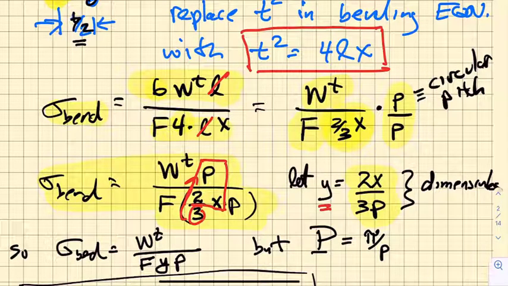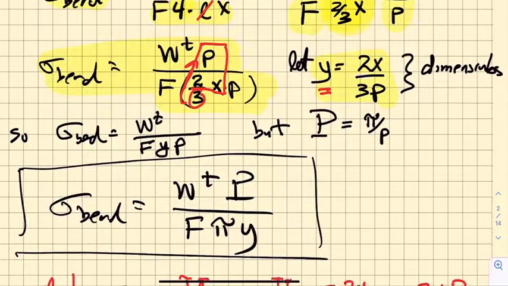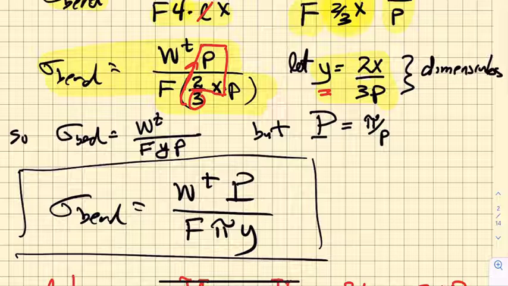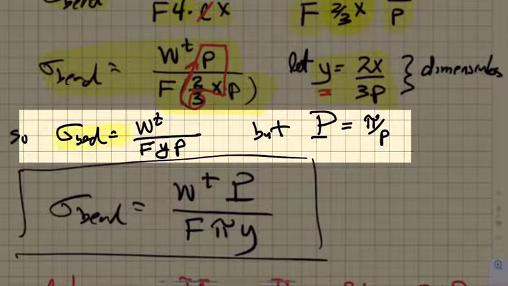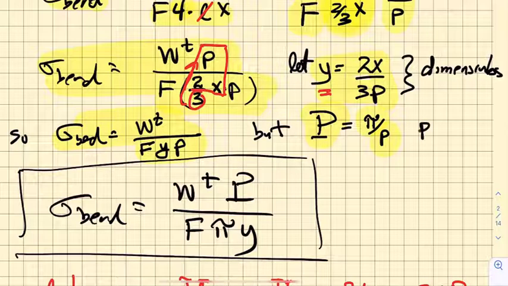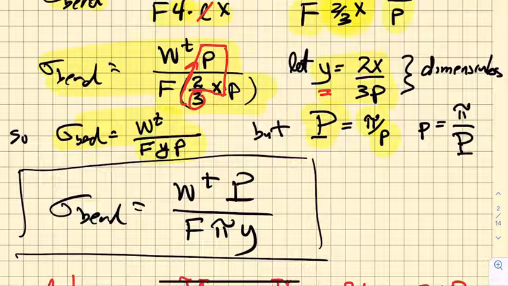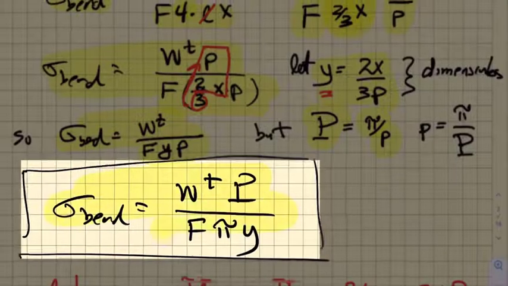And since the circular pitch is in inches per tooth and x is going to be in inches, the y is going to be a dimensionless quantity as shown here. And so we replace 2x over 3p with y, and we get this equation. And now we are going to replace the circular pitch with the diametral pitch and pi. So we're going to use that the circular pitch is equal to pi over the diametral pitch. And we end up with this equation right here.